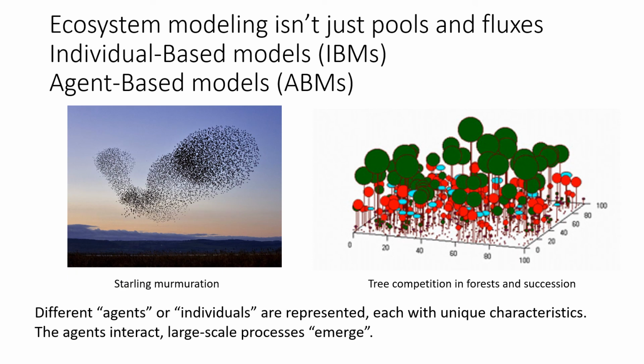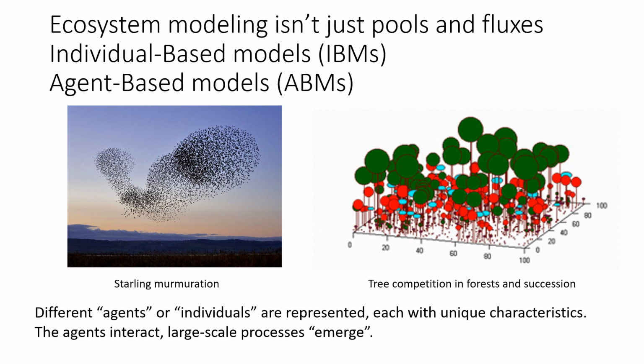Ecosystem modeling isn't just pools and fluxes, boxes and arrows. There are other types of models too that I wanted to give you an example of. Individual-based models or agent-based models. These are different in that each organism is represented, or each plant is represented, as an individual rather than a box of carbon. And these individuals have their own unique characteristics. They interact with other individuals, and large-scale processes emerge from the cumulative interactions of all the individuals. Like, for instance, starling murmurations. I think these are really cool.